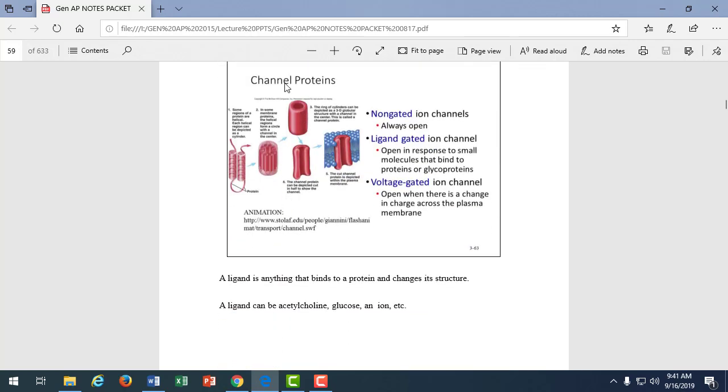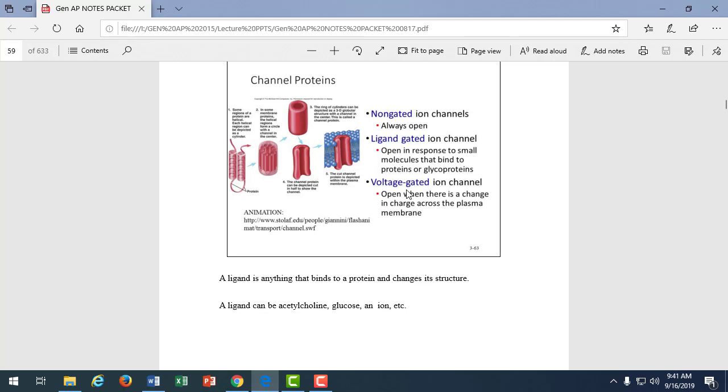So some proteins are channels. So we can see this one is open, and it allows water-soluble substances that can't dissolve in the fatty core to pass through here and get into the inside of the cell or outside the cell. So there's 3 types of channels, and you need to know the 3 types for our test. Non-gated means they're always open. Things can freely go from high to low concentration.